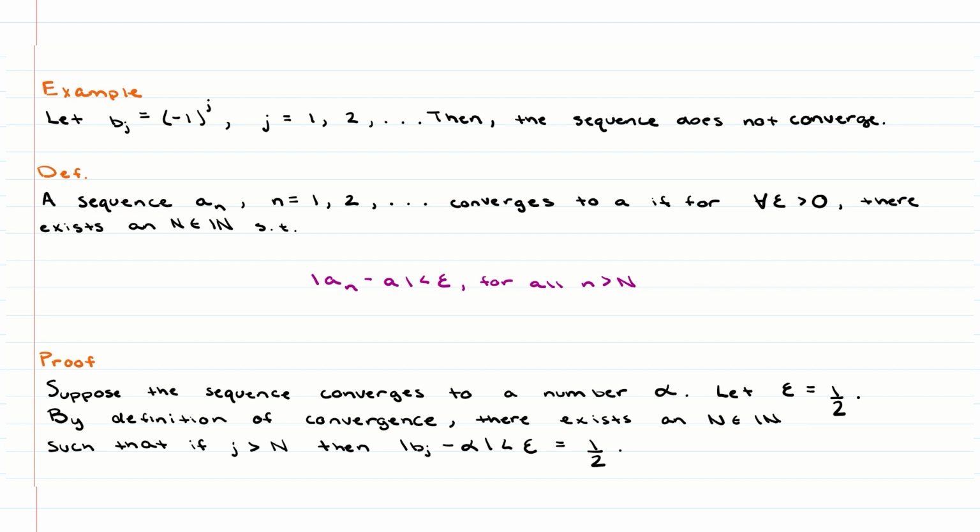Now I'm going to go over that again so that you all understand the correlation between what we just wrote and the convergence definition. So again, suppose that our sequence b sub j converges to a number alpha. We're going to set epsilon equal to a half. And by definition, if our sequence b sub j converges to a number alpha, then there must exist a natural number n such that if j is greater than n, then the absolute value of b sub j minus alpha is less than epsilon. And of course, we've already chosen epsilon as a half.